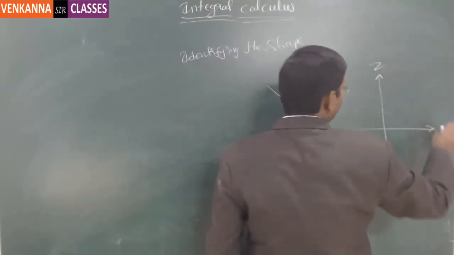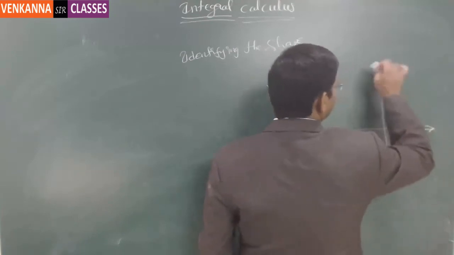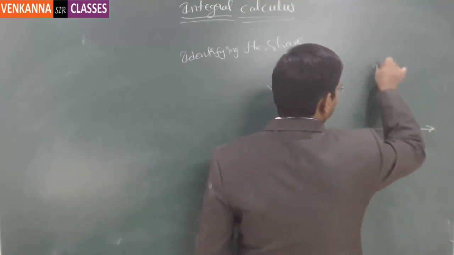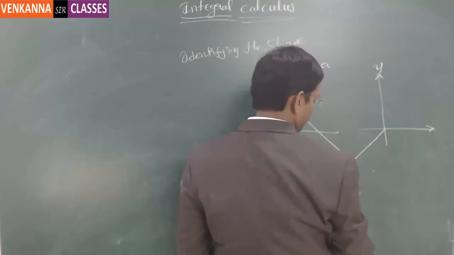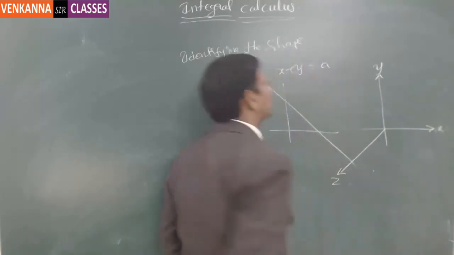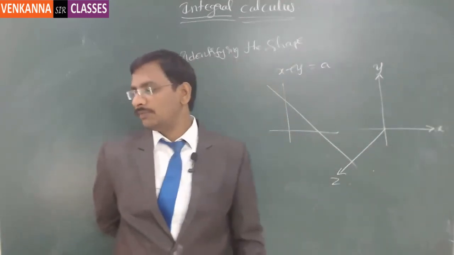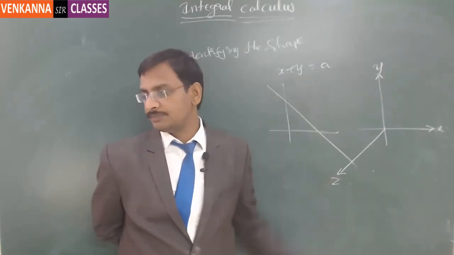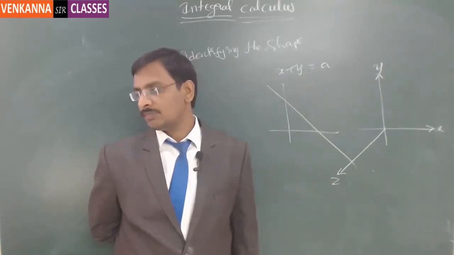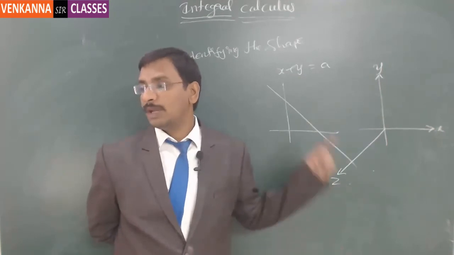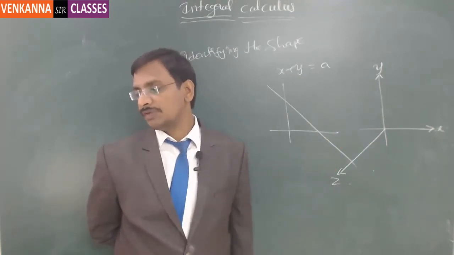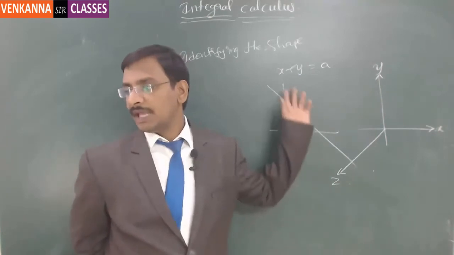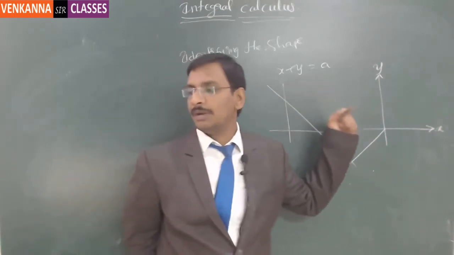So this is z, or actually this is x. So what is the shape of this curve x plus y is equal to a in 3D? Same curve. So it will be a plane. That makes a lot of difference for us. So here x plus y is equal to a means it is independent of z.